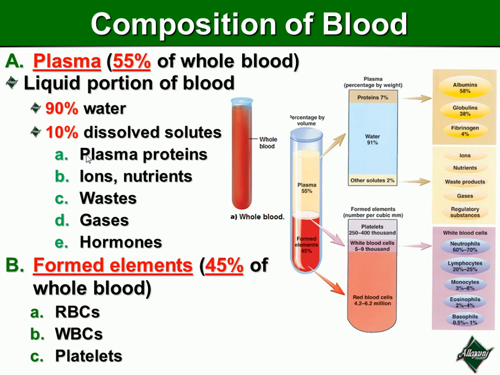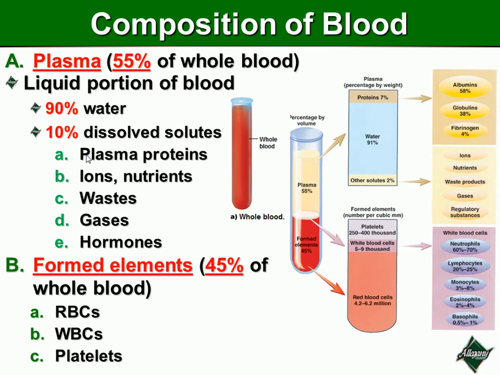So let's look at the blood. Let's first look at what blood is and what the composition of the blood is. Again, the blood is a connective tissue. By definition, connective tissue contains an extracellular matrix, which in this case is called the plasma, and also cells within the extracellular matrix. For blood, they are called the formed elements.